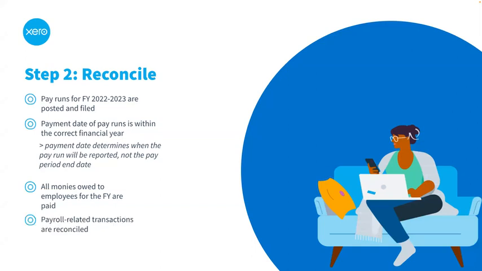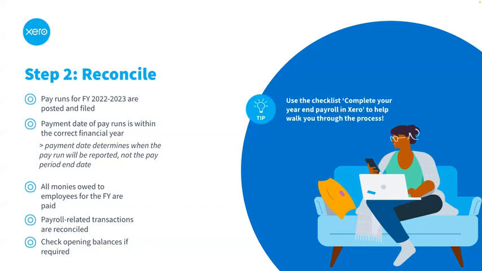Check any money owed to employees for the financial year have been paid. For example, any adjustment to their wages, or maybe you just haven't made the payment for their last pay period. Make sure to reconcile any transactions relating to payroll that appear on your bank statement, like wages, PAYG, superannuation, or a JobKeeper payment, so that everything is included when you run your reports. And lastly, make sure opening balances have been entered if required. I'll go into more detail about opening balances soon.